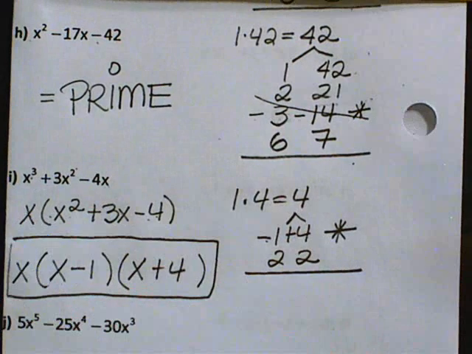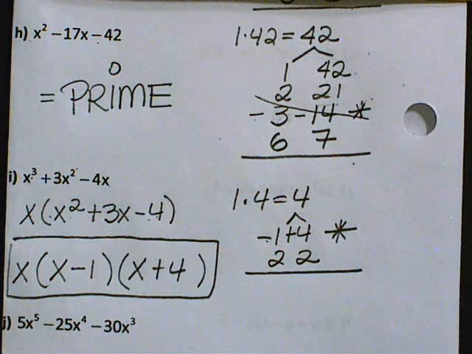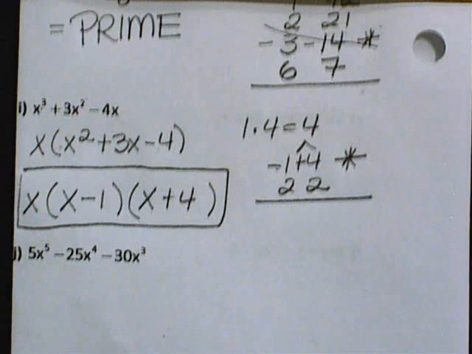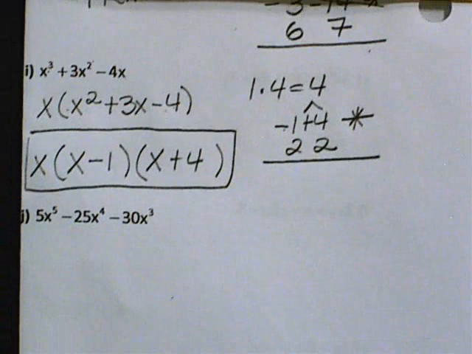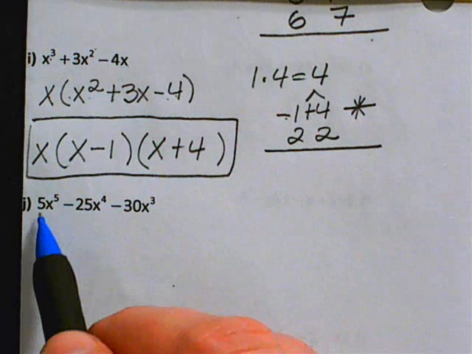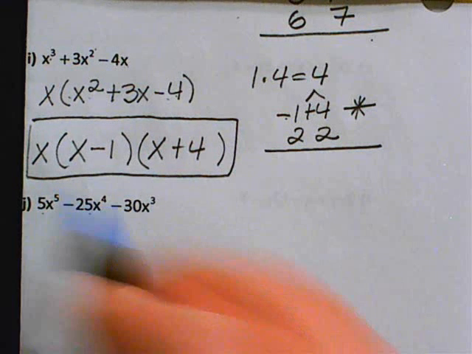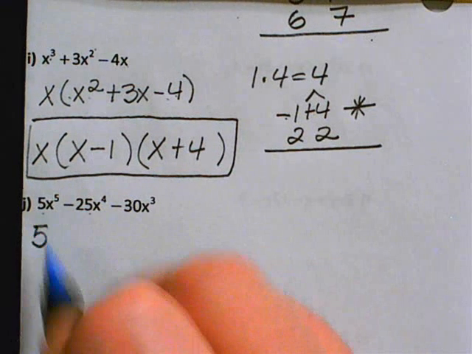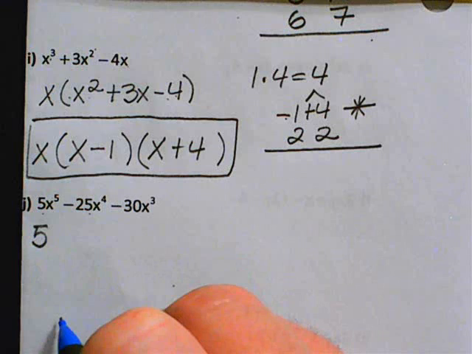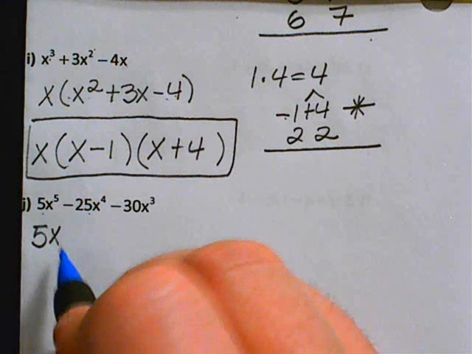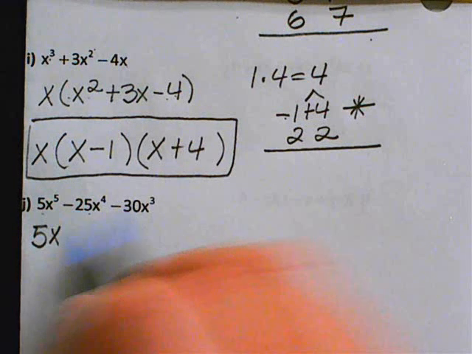Alright, last problem, letter J. What number goes into 5, 25, and 30? The answer would be a 5. Can I factor out an x? Yes, I can. How many x's can I factor? The smallest exponent is 3, so I can factor out x cubed.